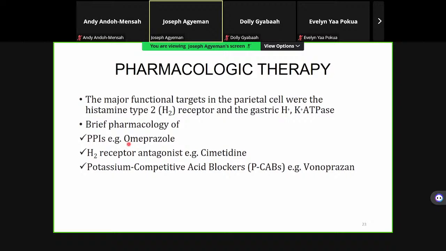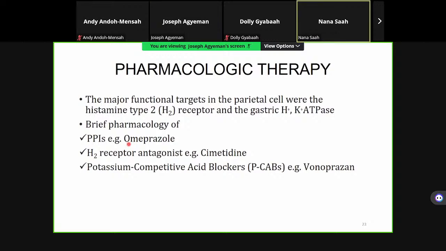So again, it is not surprising that when you look at the intragastric pH, PPIs have better control of intragastric pH than H2 receptor antagonists. And therefore, we say that the intragastric pH control of PPIs is superior to H2 receptor antagonists. Are we okay? Are we okay, class captain?